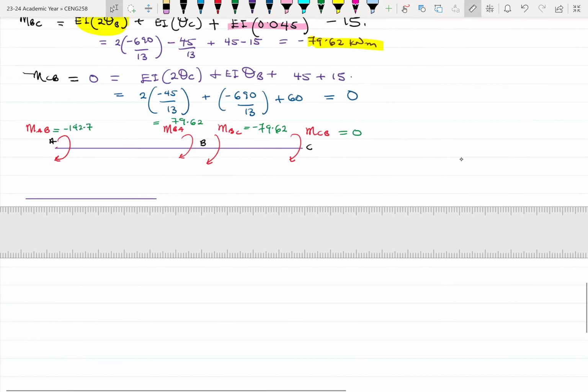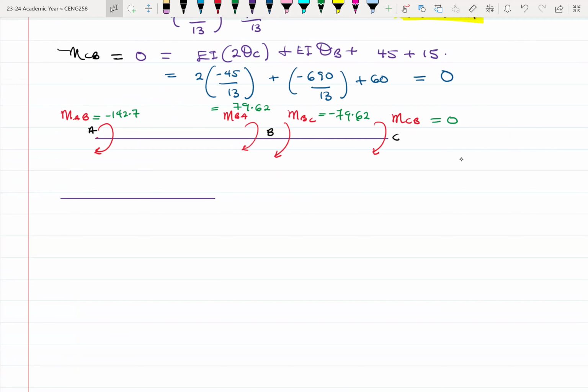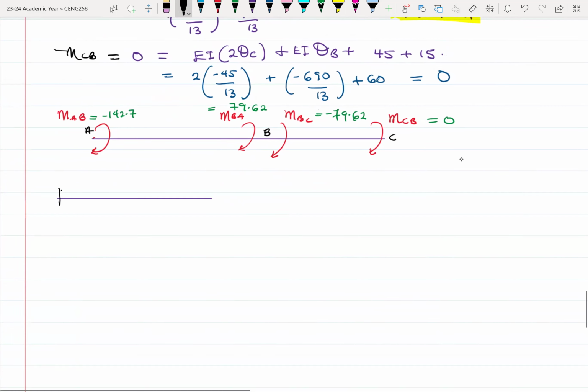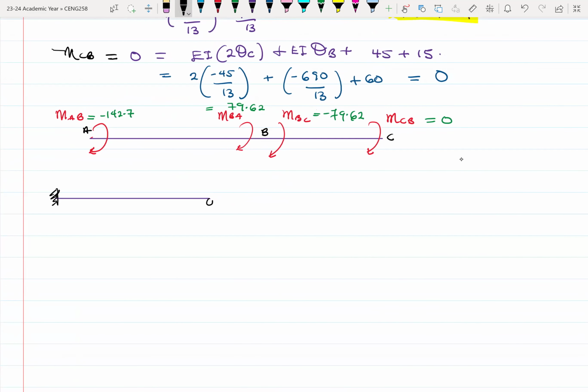So let's say we're dealing with span AB for now. This is fixed, right? But what makes this one interesting is that there's an end moment over here, which is 79.62. Even though this end is fixed, we already know what the moment at that point will be. So we have at least found one of the reactions already. We need to find our VA and then our VB. Let me call this one VB1.